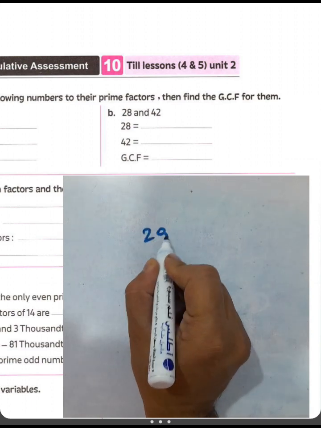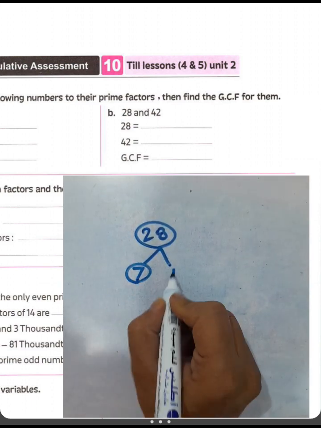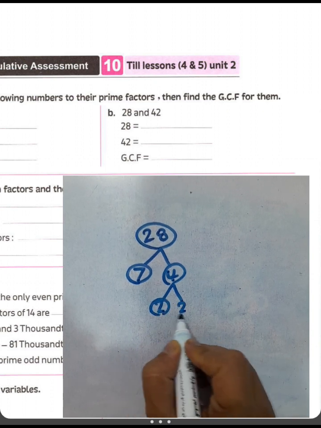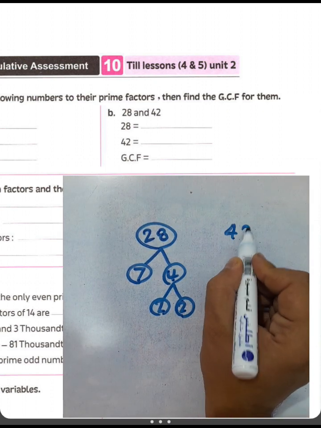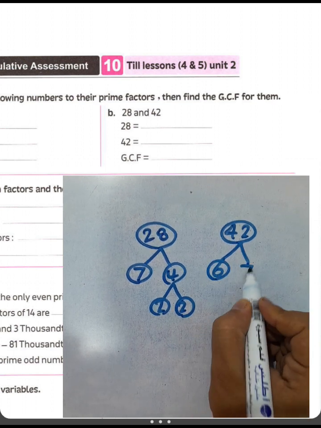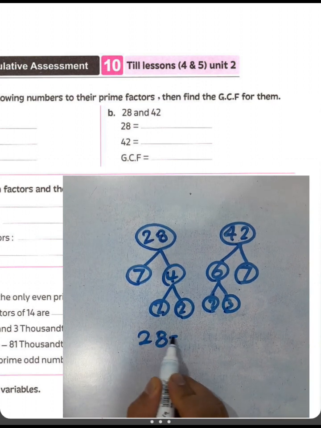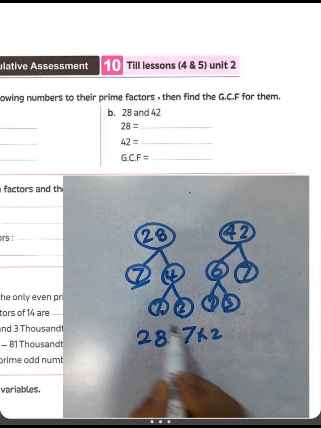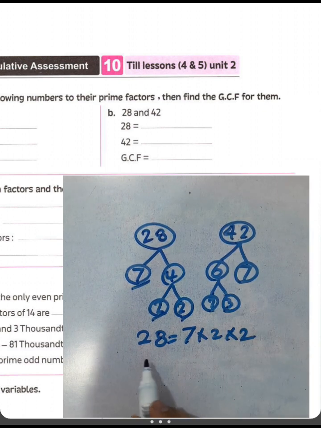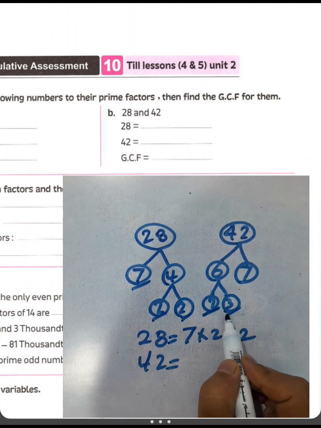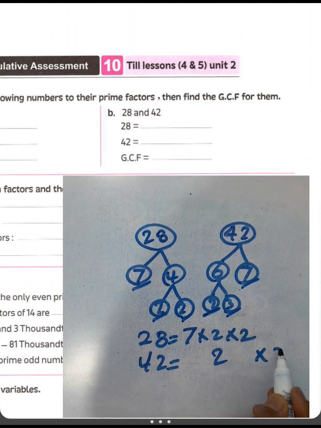Question letter B. 28 and 42. We know 28 equals 7 multiplied by 4, and 4 equals 2 times 2. And what about 42? 42 equals 6 multiplied by 7, and 6 equals 2 times 3. Then you know 28 equals 7 times 2 times 2, and 42 equals 2 times 3 times 7.